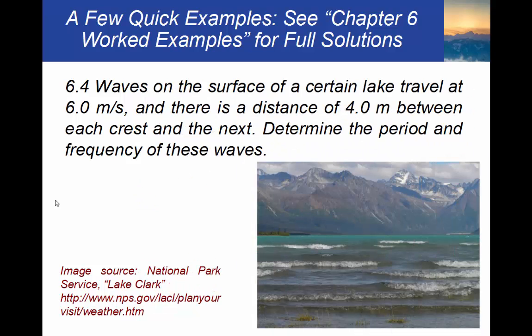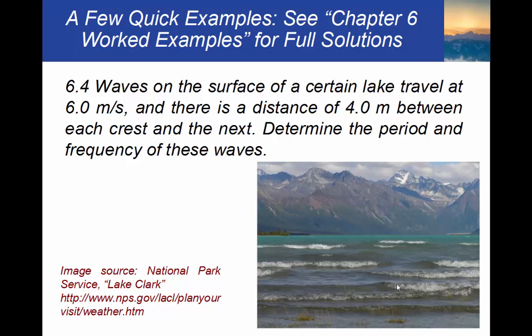Okay, another example. This is the fourth example for this chapter. You have waves on the surface of a certain lake. It's actually Lake Clark. And they're traveling at 6 meters per second. So that's the speed that these waves are traveling at. And we see that there's 4 meters between each crest and the next crest.